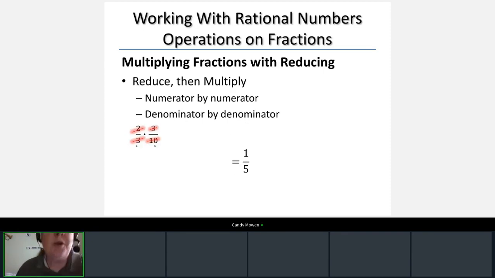Again, you can reduce. Here we have 2/3 times 3/10. We can reduce before we even get to the answer and don't have to multiply. 2 times 3 is 6 and 3 times 10 is 30. We can reduce and save a step. That extra step could be that margin of error. So 2 goes into 10 5 times. 3 and 3 cancel. So we're left with 1/5. And that is how we can reduce.